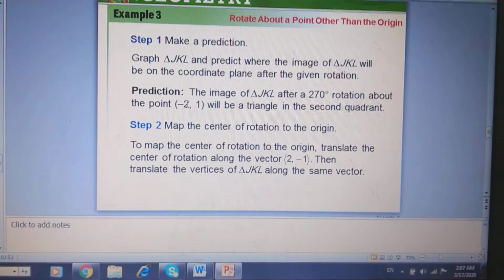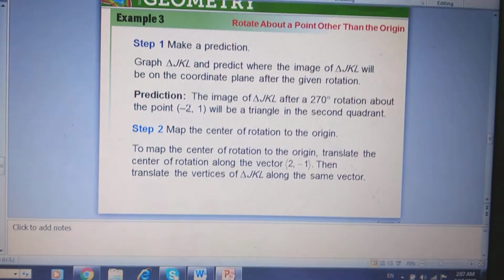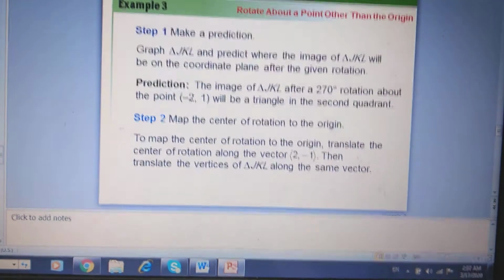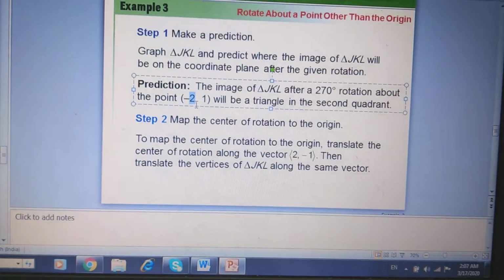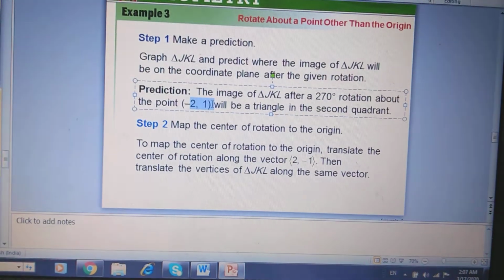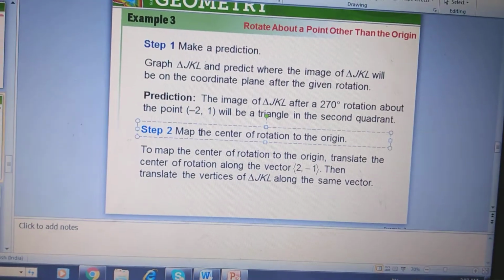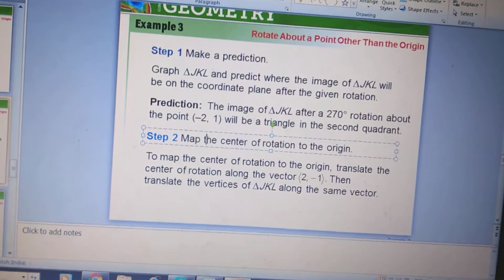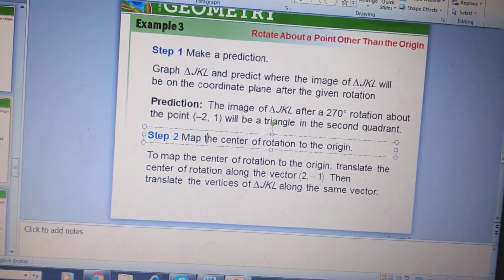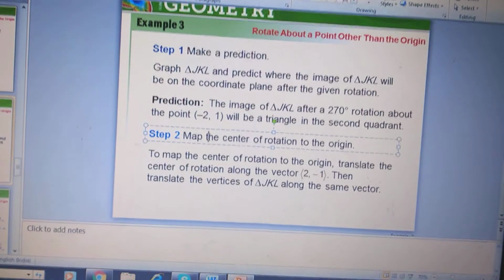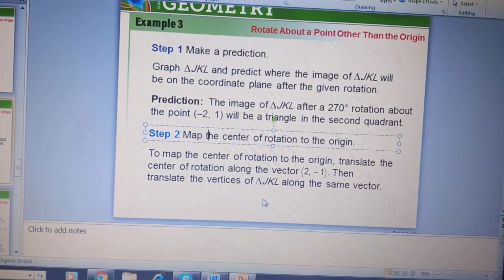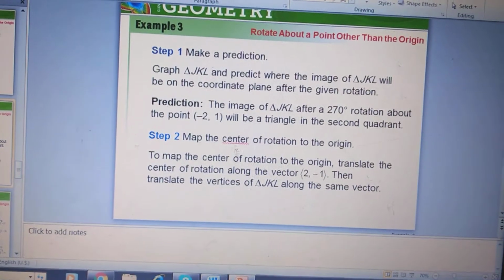After I do this and I make the prediction, I must change the center of rotation, this (-2, 1), to a vector, and I make a translation depending on this vector, which is the third step. You see this center of rotation, (-2, 1), this one exactly. I will make this point a vector. How do I make this point a vector? I rotate it 180 degrees. Always I rotate this 180 degrees.